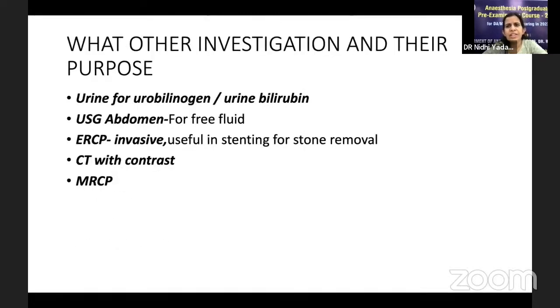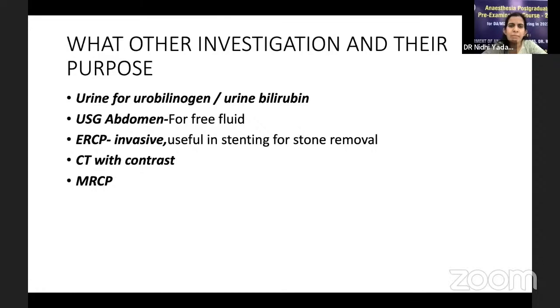What are the investigations and their purpose? Other than doing the liver function test and various investigations listed earlier, we can get urine for urobilinogen and urine bilirubin levels to differentiate between various types of jaundice, whether it is prehepatic, hepatic, or posthepatic. USG abdomen for free fluid in the abdomen, and USG abdomen is diagnostic for gallstone. ERCP is invasive, but it is useful in stenting and stone removal.